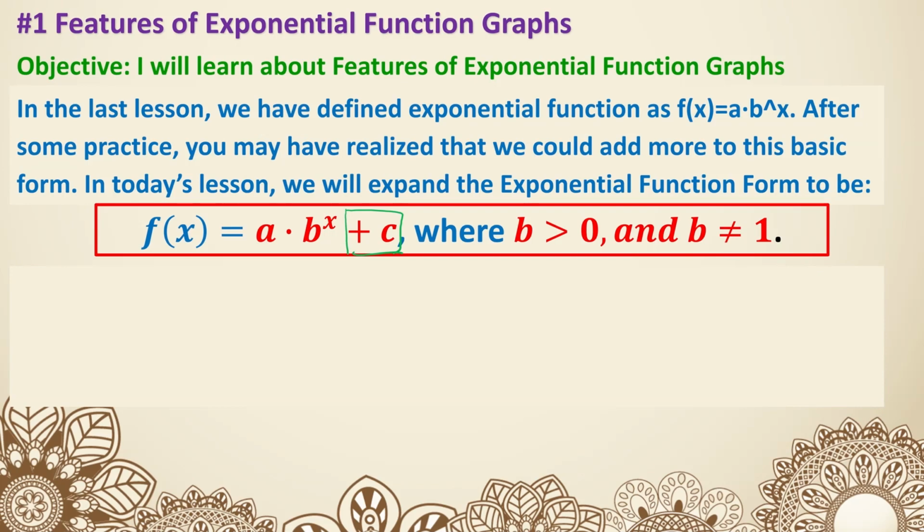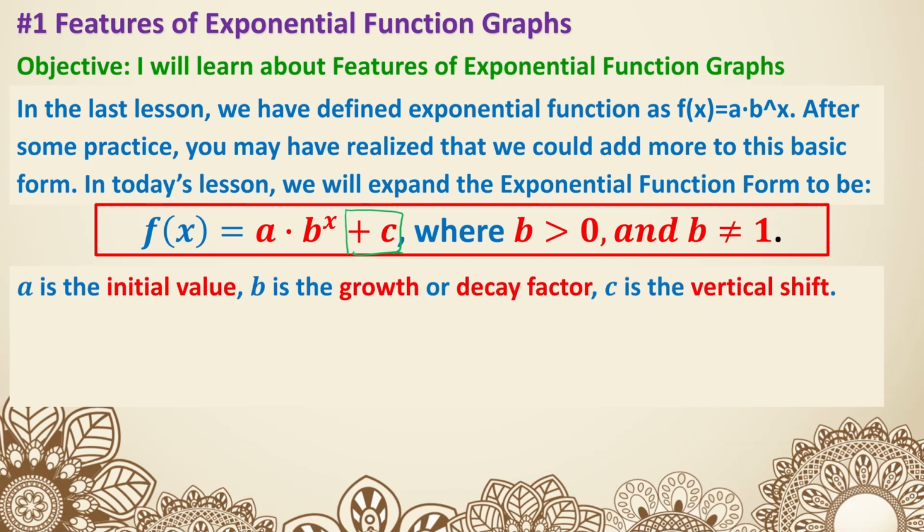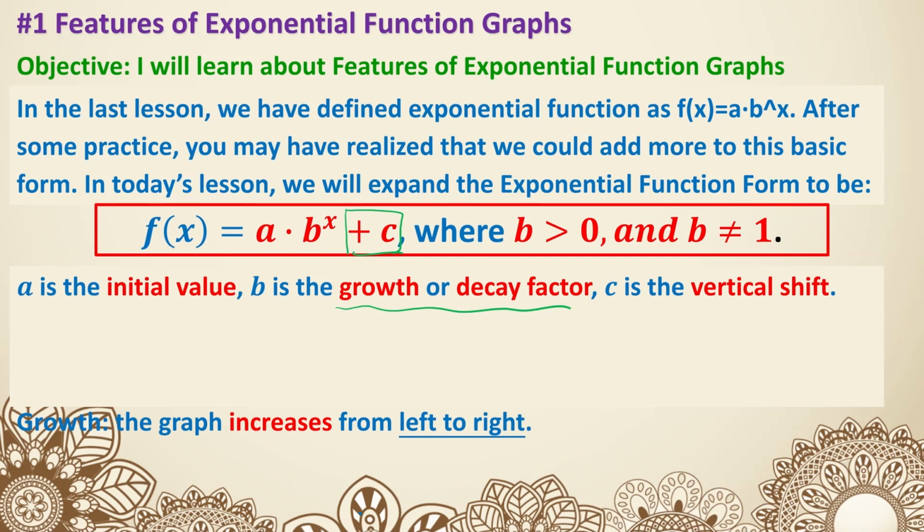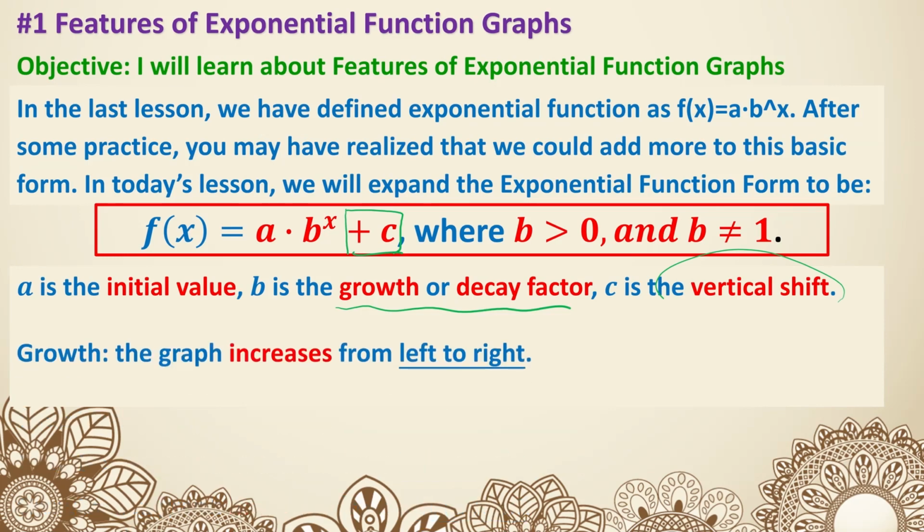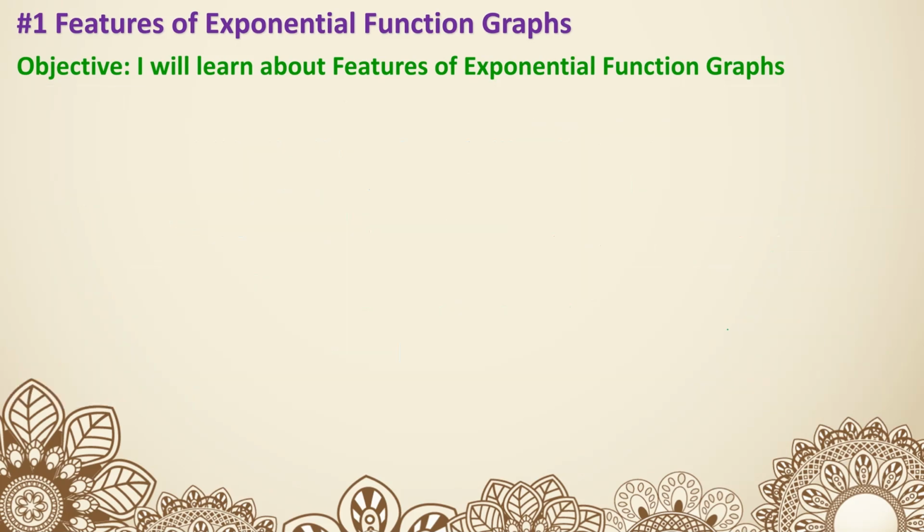And each part actually has a name. A is called the initial value, B is called the growth or decay factor, because B is affecting how fast the shape is changing, growing or decaying. In other words, increasing or decreasing. The C is called a vertical shift. So in previous practice, you might have noticed your graph's horizontal line that it is approaching is actually affected by this last number. Growth is when the graph is increasing from left to right, and decay is when the graph is decreasing from left to right. So these are the two extra things we're going to add into today's lesson.